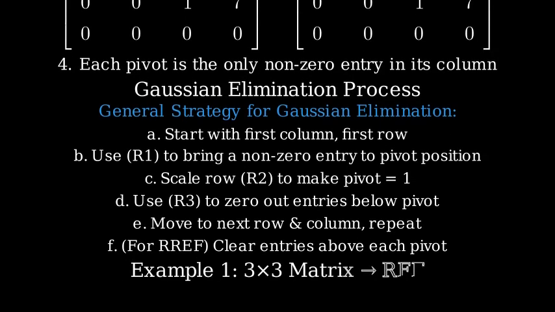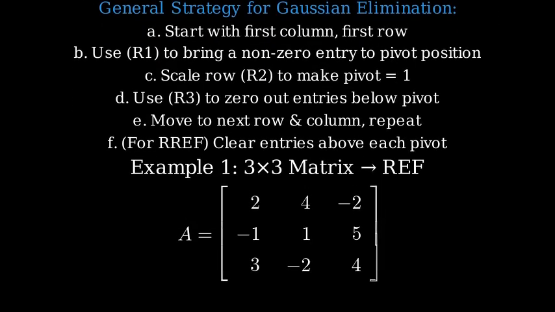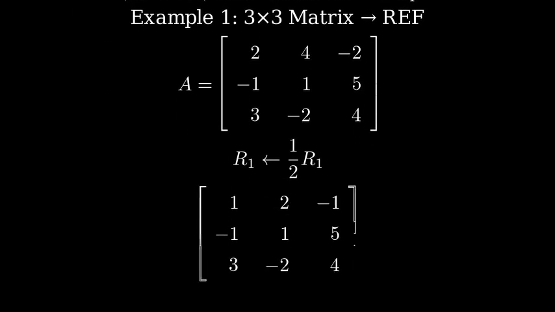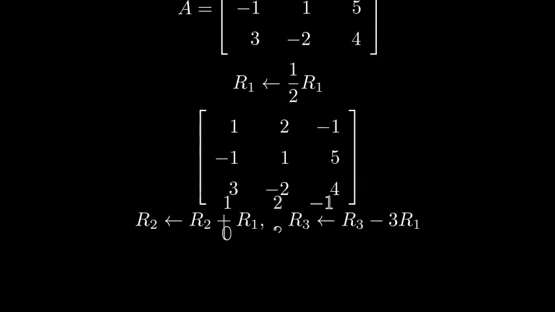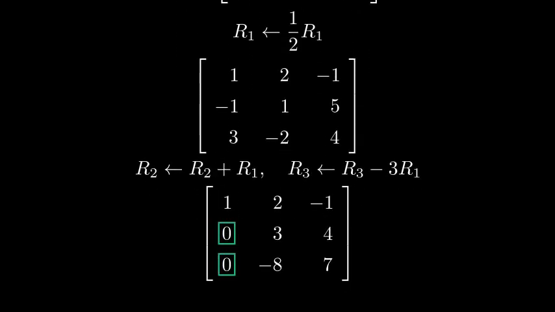Let's work through our first example, converting a 3 by 3 matrix to row echelon form. We'll start with the matrix A, which has entries 2, 4, -2 in the first row, -1, 1, 5 in the second row, and 3, -2, 4 in the third row. Our first step is to create a pivot of 1 in the top left position. We divide the first row by 2, giving us 1, 2, -1 in the first row, with the rest unchanged. Next, we need to zero out the entries below our first pivot. We add row 1 to row 2 and subtract 3 times row 1 from row 3. This gives us zeros in the first column below our pivot, with the remaining entries adjusted accordingly.